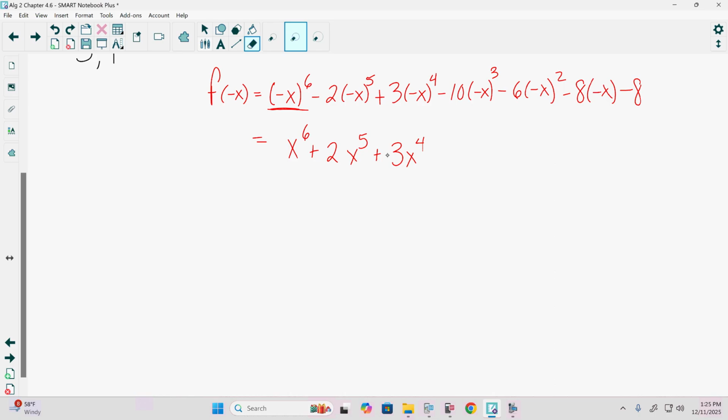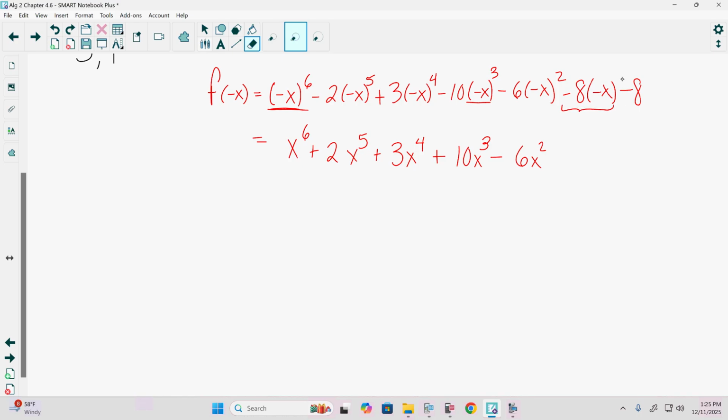Our next one is going to end up being 10x to the 3rd. But because that negative x is being put to an odd power, the sign attached to the 10 is going to have to change from negative to positive. Our next one is going to end up being 6x squared. But because the exponent's even, the sign is going to stay negative. If the exponent's even, the sign stays the same. If the exponent's odd, we've got to flip it for this negative x power.